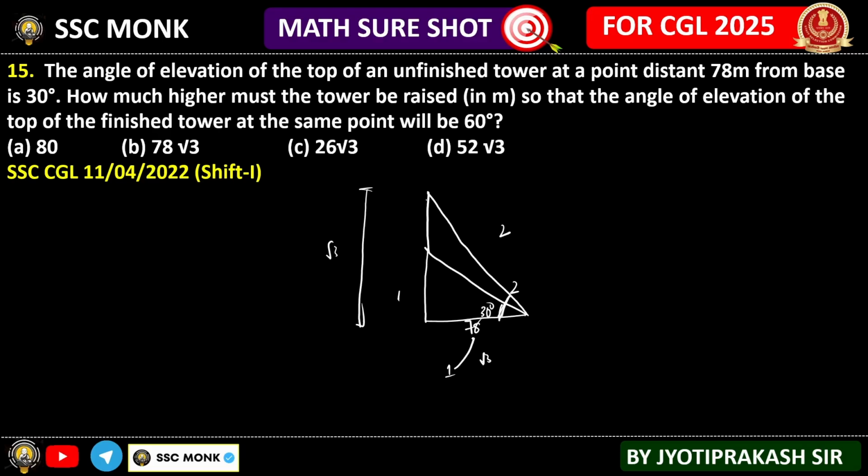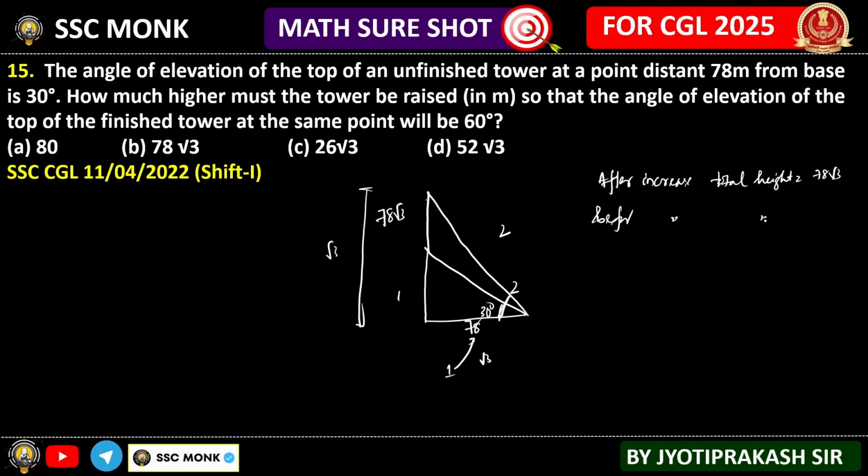So if 78 part will be 1, root 3 part will be what? 78 root 3. Now after increase, understand this line, after increase, total height is equal to 78 root 3.